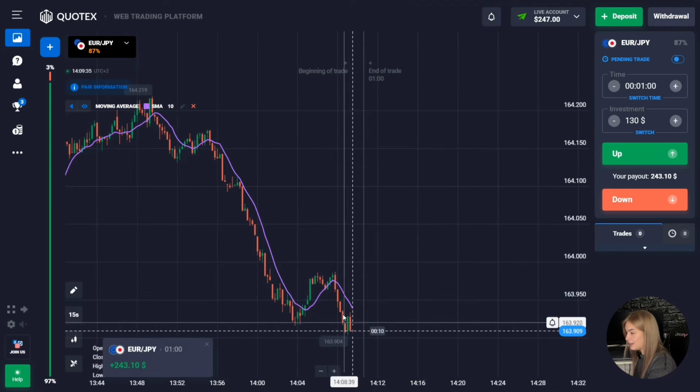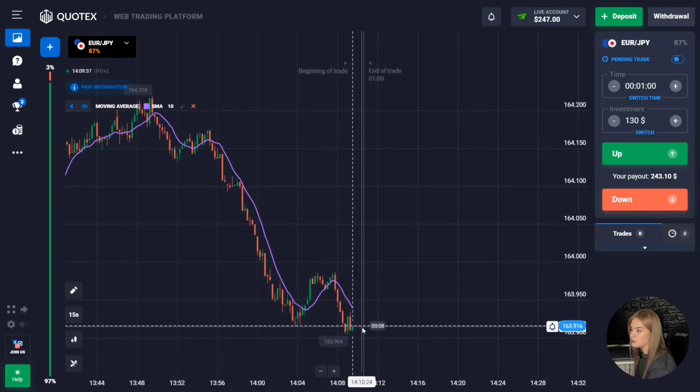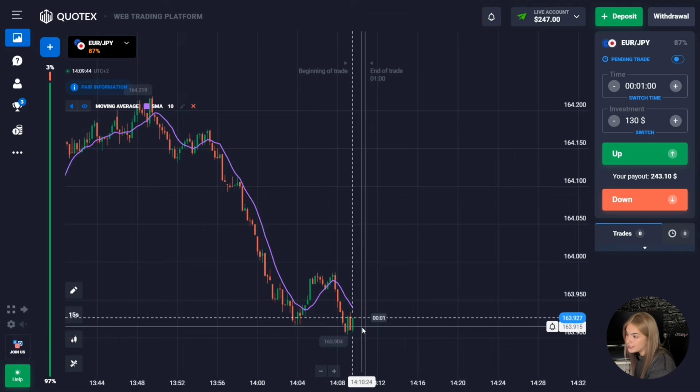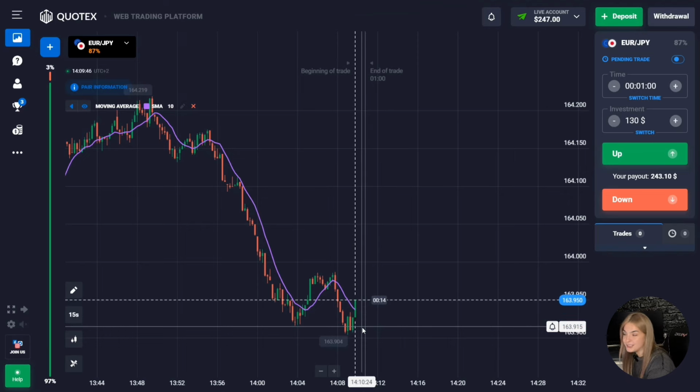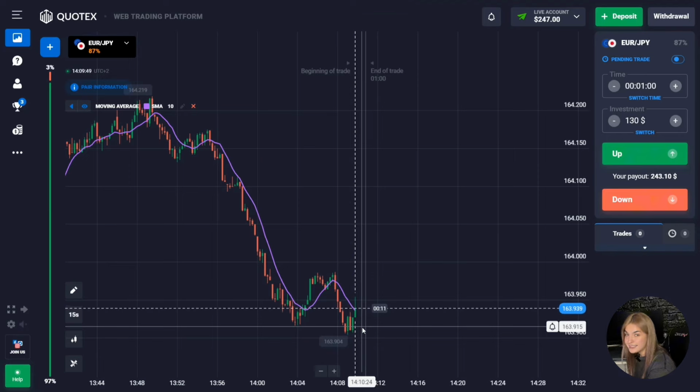Guys, it's not bad at all. The price continued to move down and we got the profit here, and as you can see, 1 minute was enough for us. The price really doesn't have bad downward potential. This situation doesn't work badly, guys.